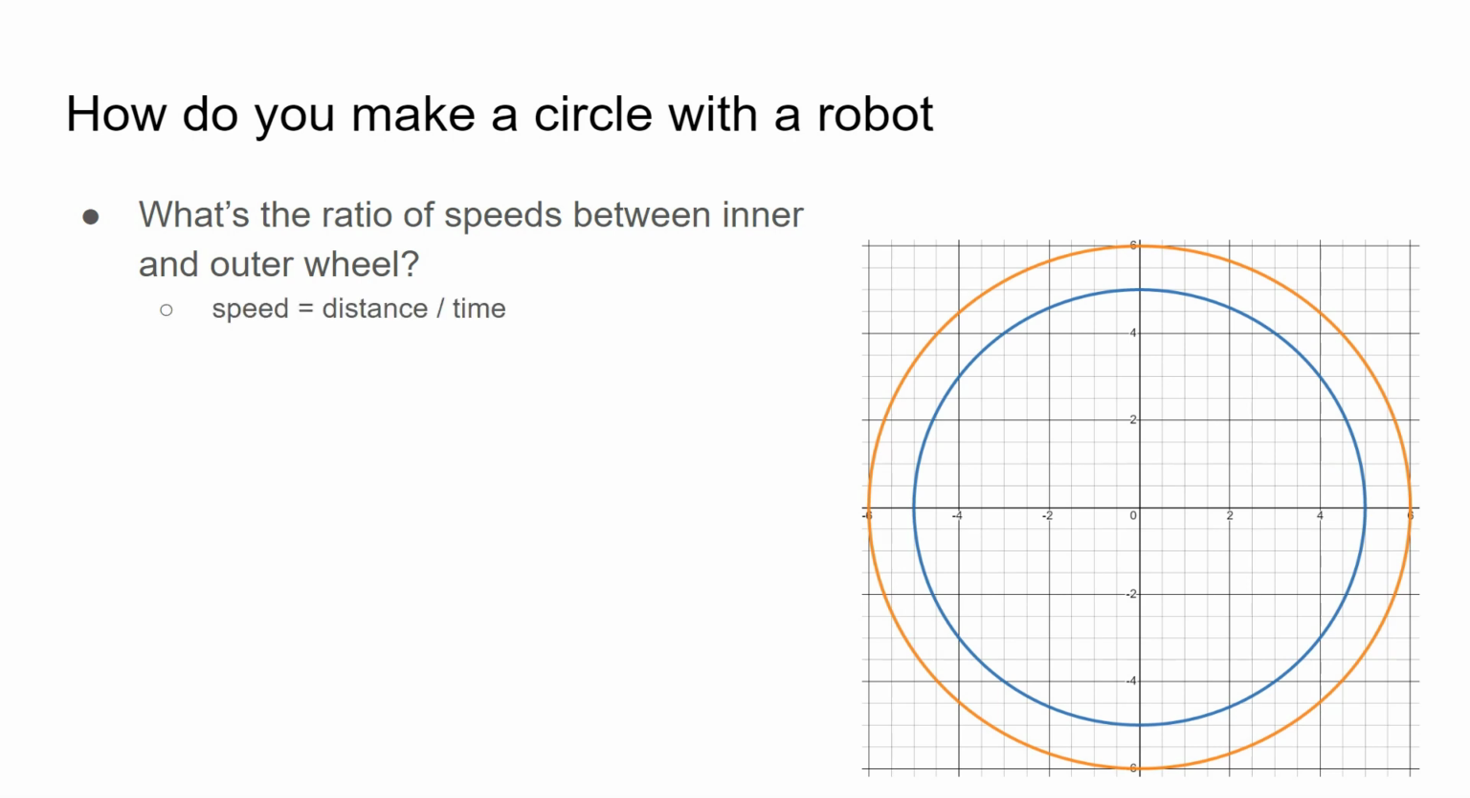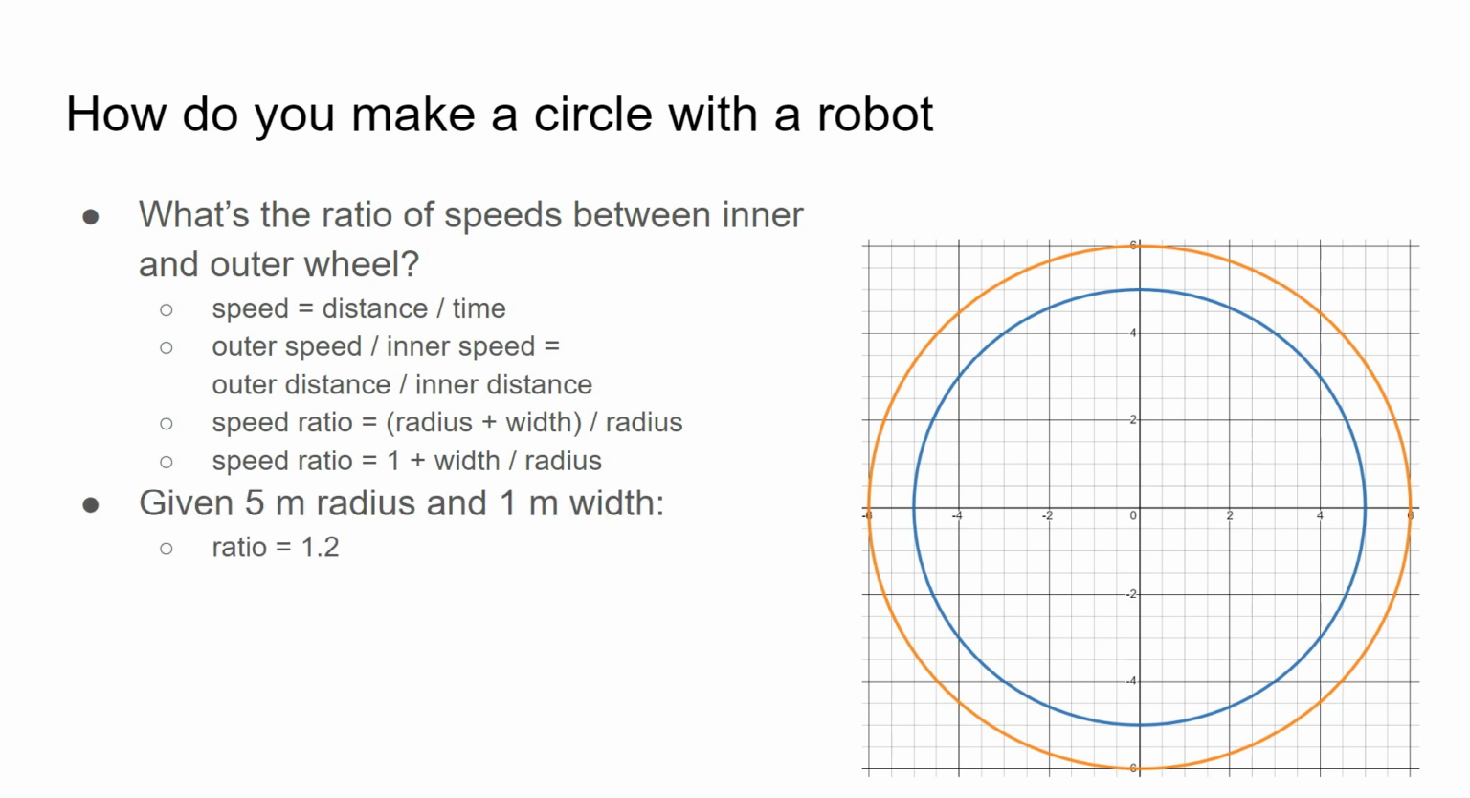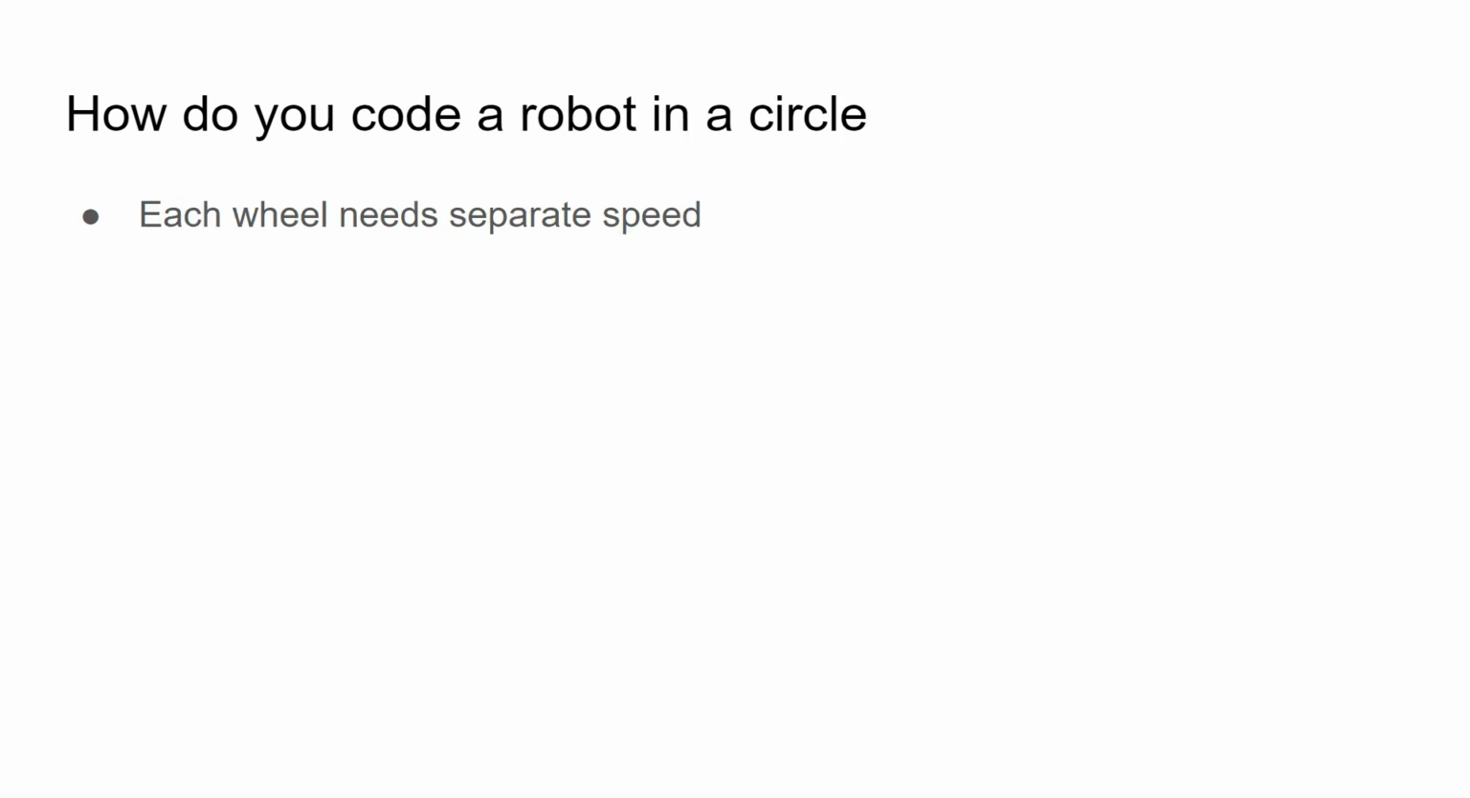So what's that ratio? Well, the math isn't too hard. Speed is just distance over time. The times are the same, so outer speed divided by inner speed is just outer distance divided by inner distance. Those time variables cancel. And then plugging in the 2 pi r formula and the 2 pi radius plus width formula, you could do it easily. I just skipped a couple steps here. We have radius plus width over radius, and simplifying, we have 1 plus width over radius is our formula for the ratio between the inner speed and the outer speed. Great. So if we have a 5 meter radius and a 1 meter width, our ratio is going to be 1.2. Fantastic. So let's code this.